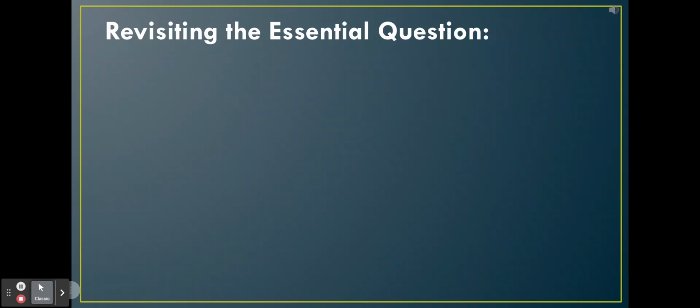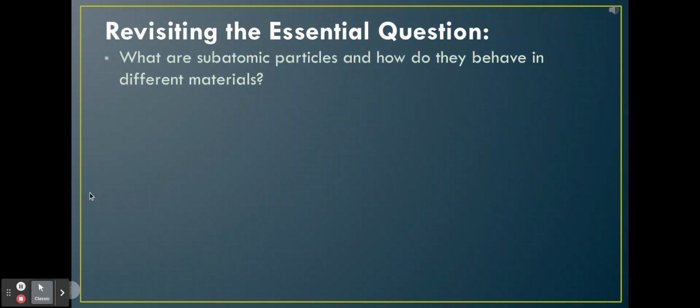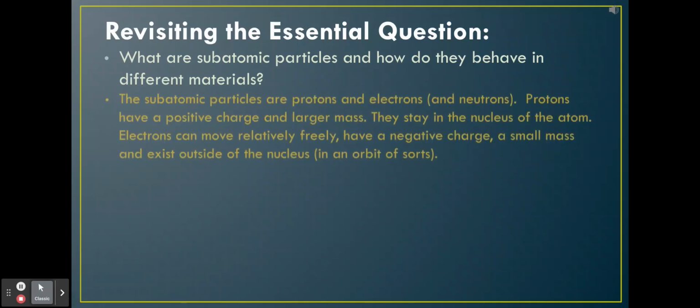Just to debrief this, to revisit our essential question, the question is, what are subatomic particles and how do they behave in different materials? Subatomic particles are protons and electrons and neutrons, but we don't really care about those. Protons have a positive charge and a larger mass. They stay in the nucleus of the atom. Electrons can move around freely. They have a negative charge and a small mass and exist outside of the center of the atom.